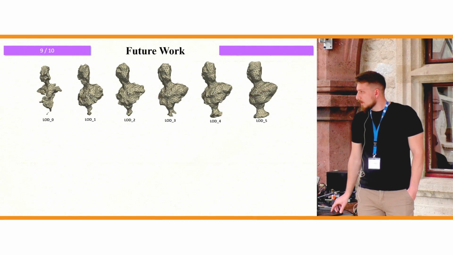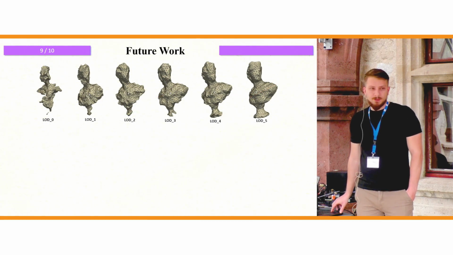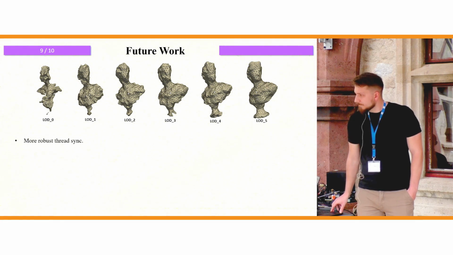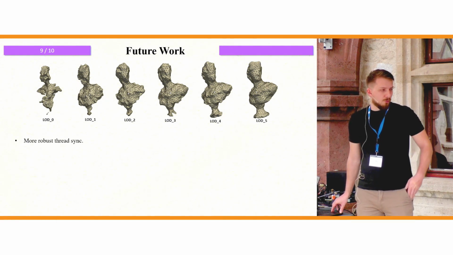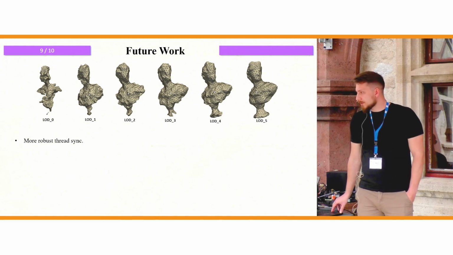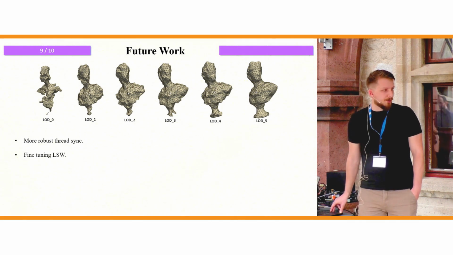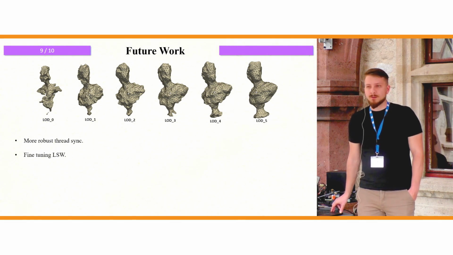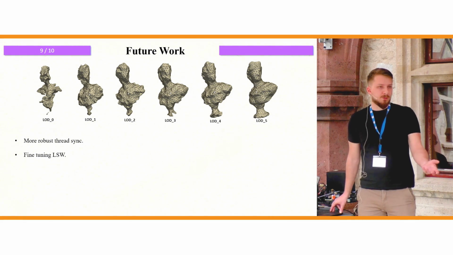Okay. So the future of this project lies in the following steps. We need a more robust thread sync for all of the operations that we need to do. Then we want to fine-tune the Lagrangian shrink wrapping, not just the self-intersections, but also things like stopping time, which are also important for more generic point clouds.